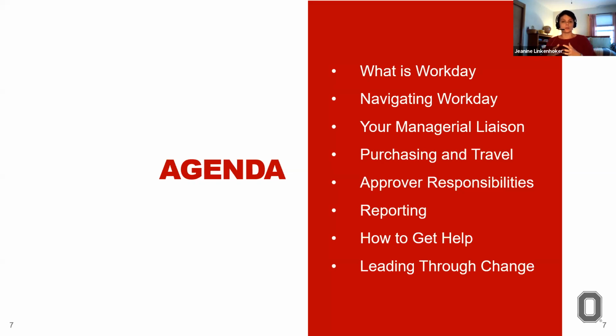We're going to talk about the role of what's going to be called in Workday your managerial liaison. The person you would probably know as your admin or your executive assistant, what they can do on your behalf in the system. We're going to be talking a little bit about purchasing and travel. We're going to be talking about what your responsibilities as an approver in Workday are. So you will have some actions that need to happen by you in Workday.